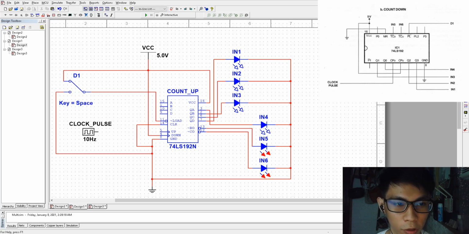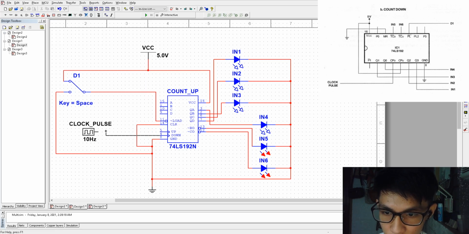So next, for the next diagram, which is countdown, as you can see here, let's try to disconnect VCC and the clock pulse and connect the down, which is pin 4, to the clock pulse, and pin 5, which is up, to the VCC. Let's change it against the down. So now let's try to simulate and observe the pattern.